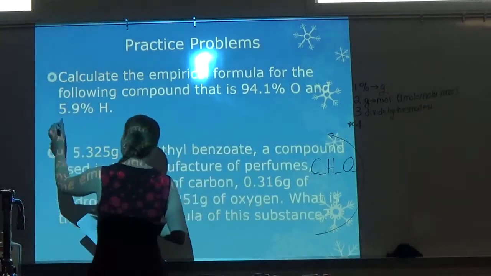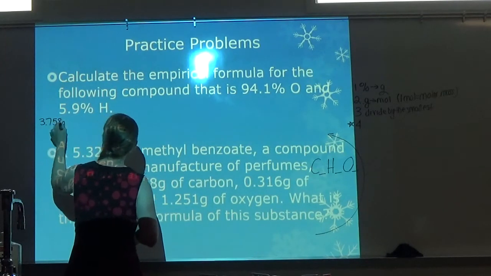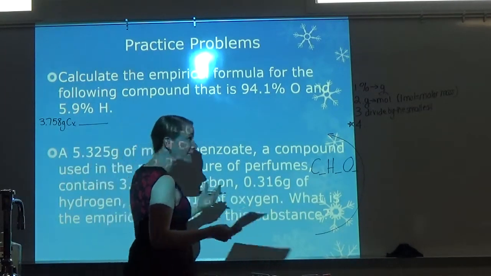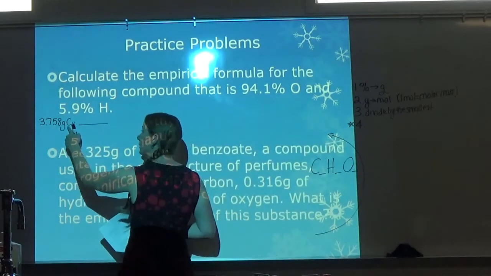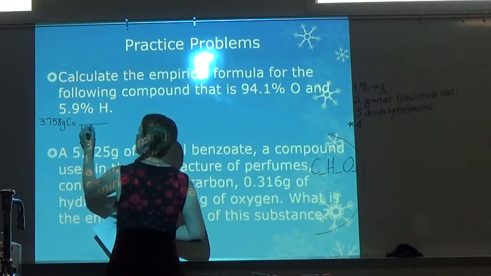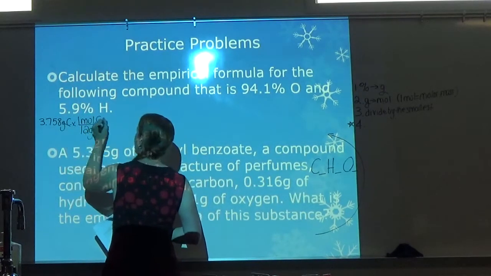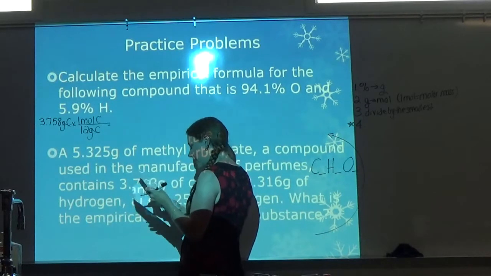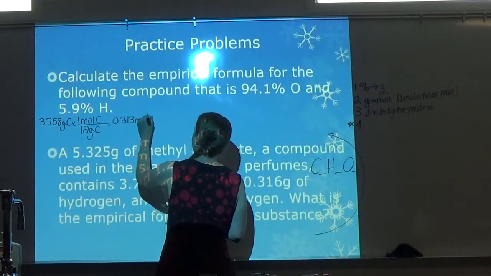All right, so I'm going to start with my carbon. I have 3.758 grams of carbon. My second step is to get it into moles using molar mass. Carbon is 12 grams per mole. Because grams is on top, I'm going to put the 12 grams on bottom, the 1 mole on top. Once I solved for that, I ended up getting 0.313 moles for carbon.